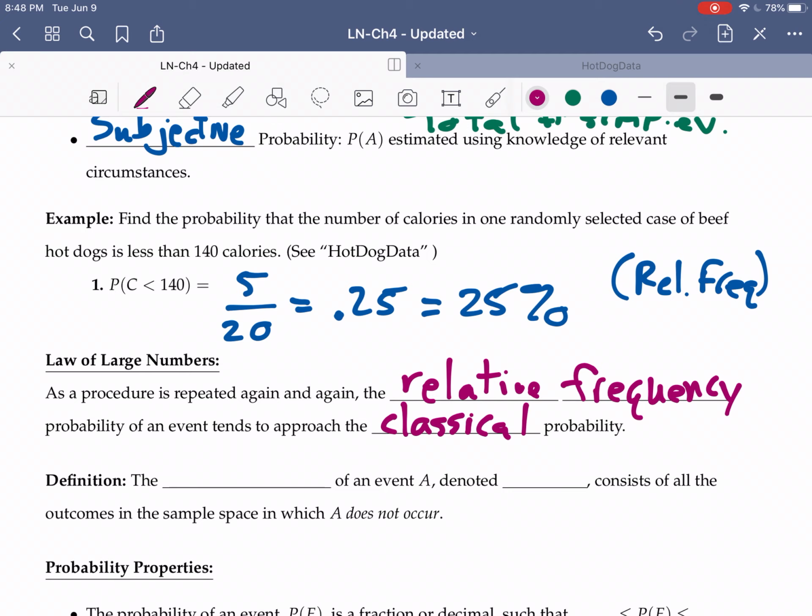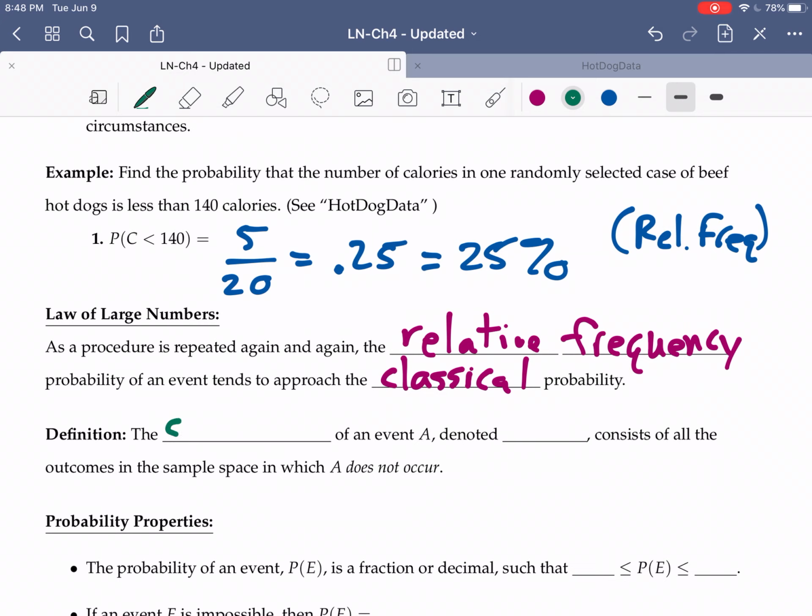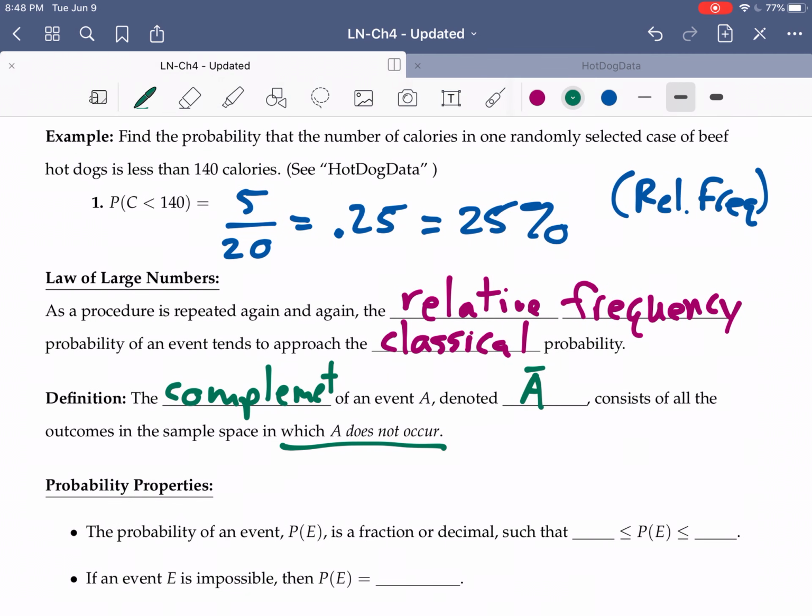Now let's take a look at some other things that are associated with probabilities. The complement of an event A is denoted with an A with a bar. The complement of an event A consists of all outcomes in the sample space in which A does not occur. Right, so if we're talking about rolling a die and we want to know the complement of rolling a 2, that would be all of the possible outcomes where you don't roll a 2. So it would be a 1, 3, 4, 5, or 6 as possible outcomes.